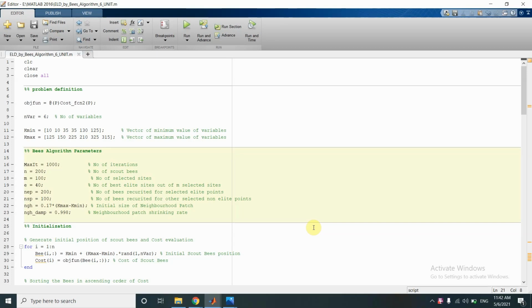Our objective function is by the name of cost fcn2. There is a separate file for this objective function, and we are passing the p variable in this objective function. This p variable is nothing but a row vector which contains 6 values, which are actually the generations of the 6 generating units. Now the number of variables is 6 because there are 6 generators in our problem. So this is a 6-dimensional problem. Then the maximum and minimum limits of generating units are given in rows Kmin and Kmax.